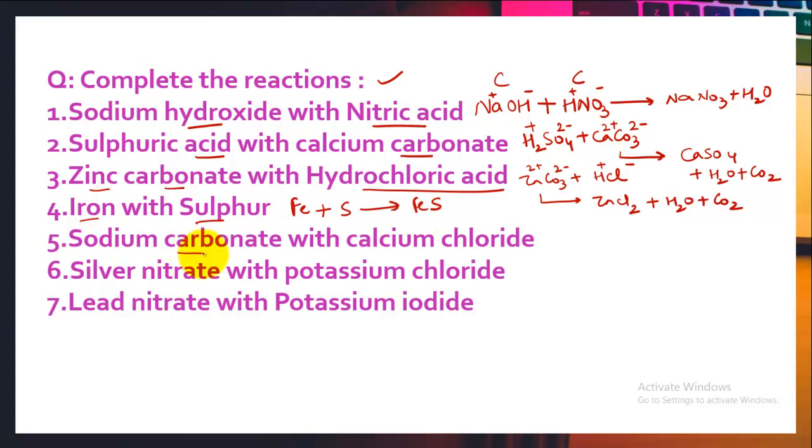Now we have sodium carbonate with calcium chloride. Sodium carbonate is Na2CO3, calcium chloride is CaCl2. Let's write their valencies. It is Na positive, CO3 2 negative, Ca 2 positive and Cl negative. So the reaction that will occur will give NaCl and CaCO3. That is, we get sodium chloride and calcium carbonate.